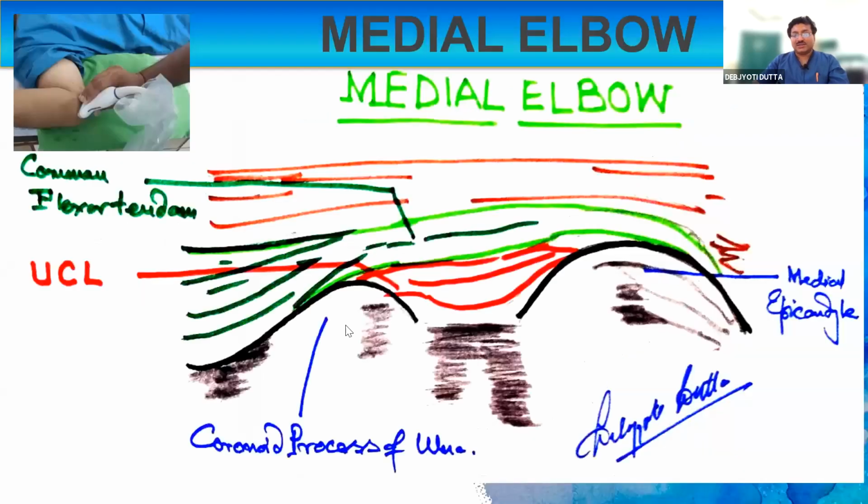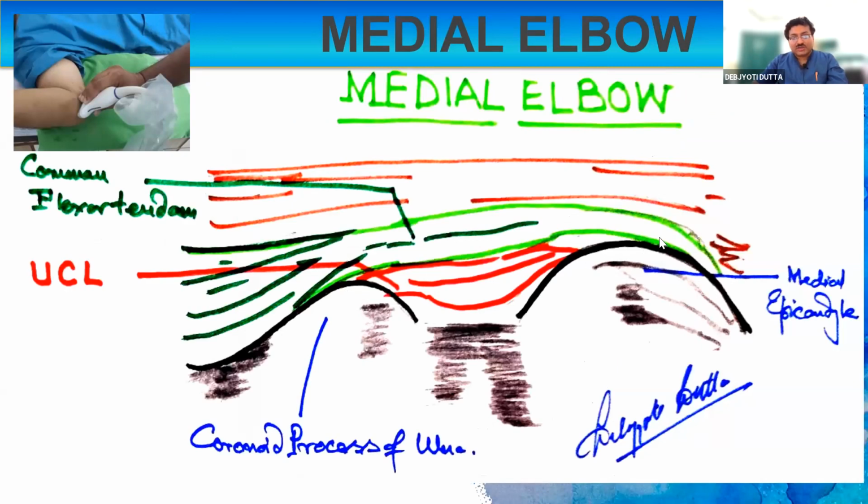Okay, so this is the picture of the medial elbow joint. Again, not great, but you will be able to understand this schematic diagram. So here, what we do is check the medial epicondyle.